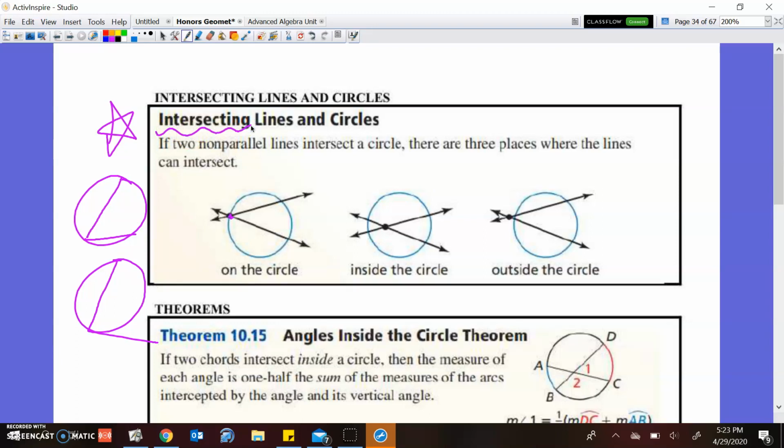They can intersect right on the circle, like we have here. So this would be a scenario like we've already talked about. If this is my angle, if this is x, and this intercepted arc here is double that, 2x. So we've already talked about that scenario.